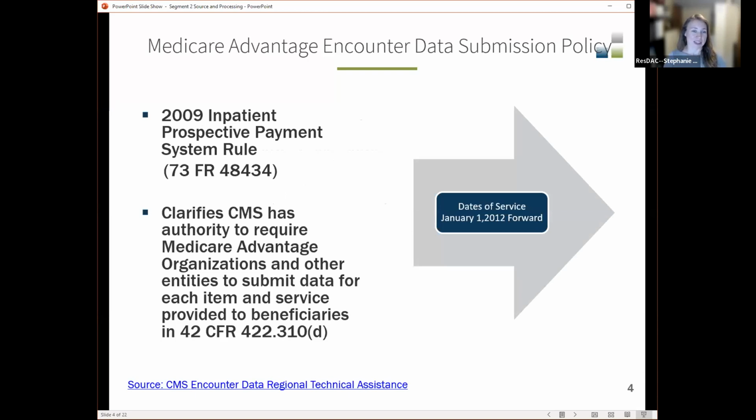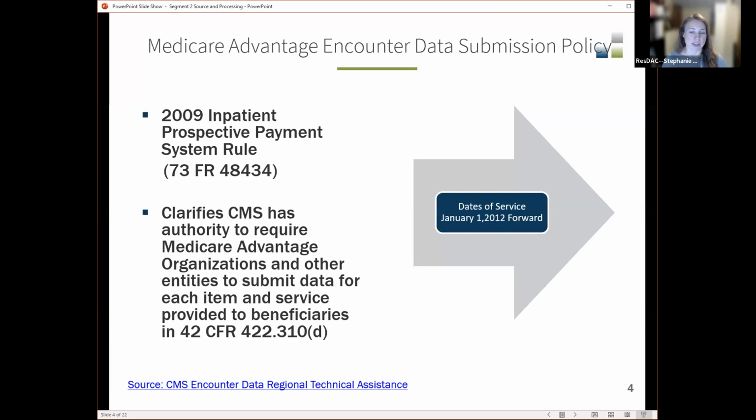So Medicare Advantage encounter data: in 2009, in the Inpatient Prospective Payment Rule, CMS clarified their authority to ask for individual service reporting from Medicare Advantage organizations. They asked for this for dates of service beginning January 1st, 2012. You can imagine this is a bit of a lift. However, the Medicare Advantage organizations were administering their plans. They had to figure out how they were going to get service level data to CMS. So there was some delay in getting all of the information from the plans.